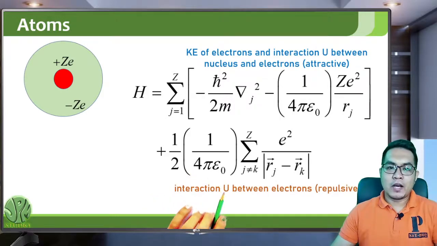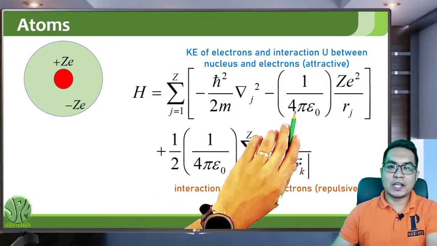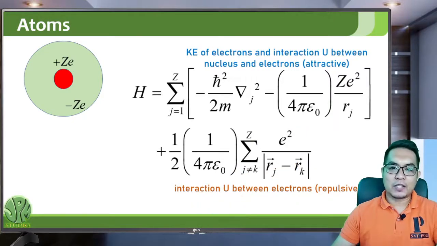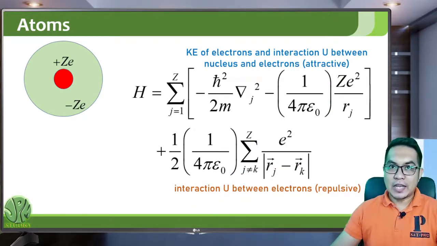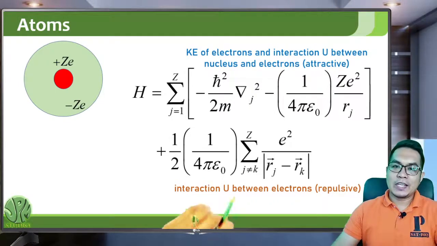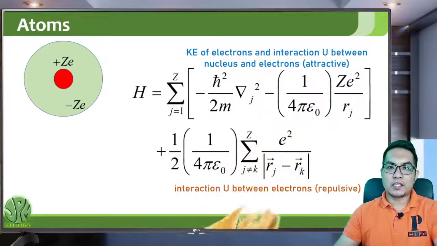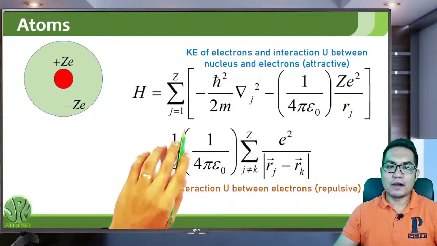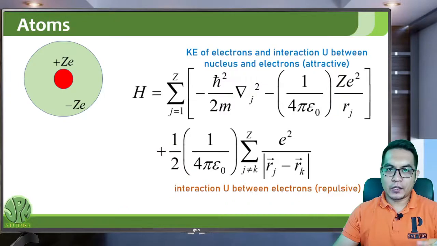Plus, you have the interaction. This is just the potential energy between the proton and the electron, and you also have the interaction potential energy between the electrons themselves. Their interaction is actually repulsive. The interaction potential energy between the proton and the electron is attractive. The 1/2 factor here is to take into account double counting.